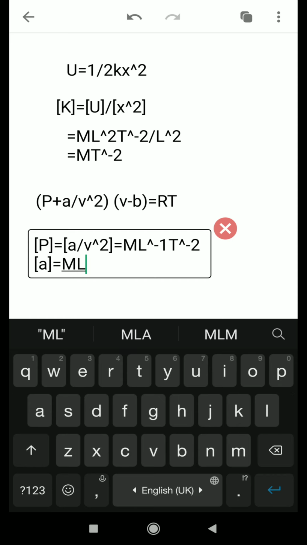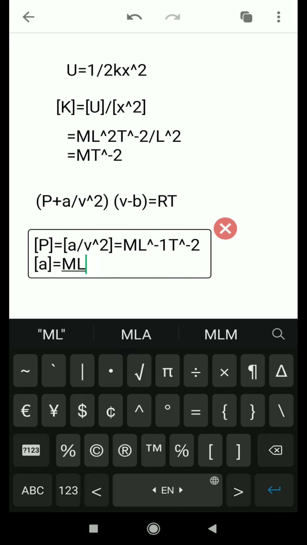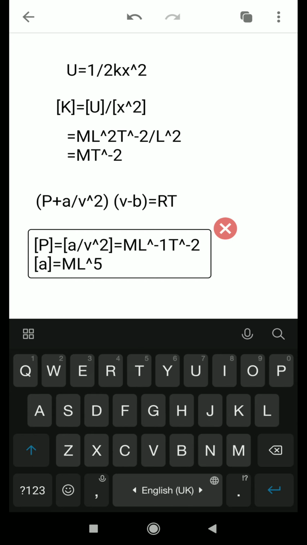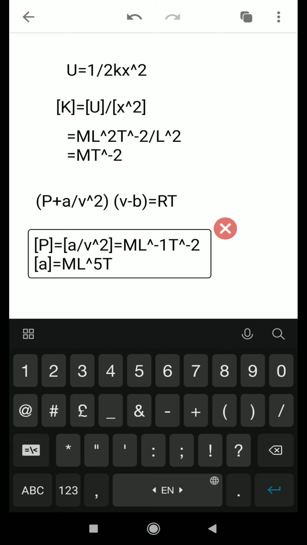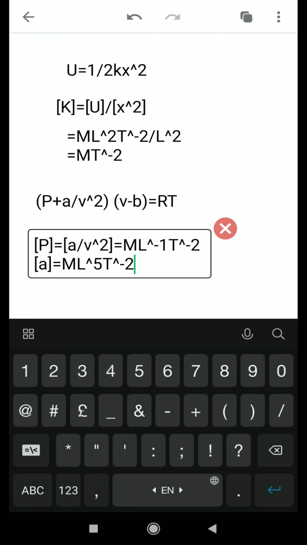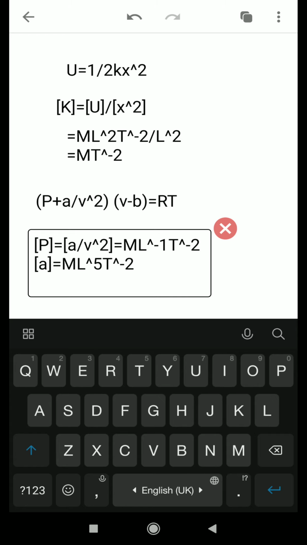M L to the power 5 T to the power minus 2. Okay. Now you have found the dimension of a. Now try to find out the dimension of b.